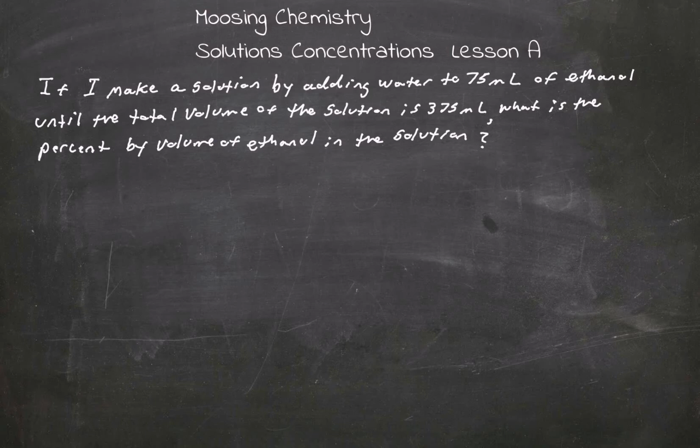In this problem, if I make a solution by adding water to 75 milliliters of ethanol until the total volume of the solution is 375 milliliters, what is the percent by volume of ethanol in the solution?